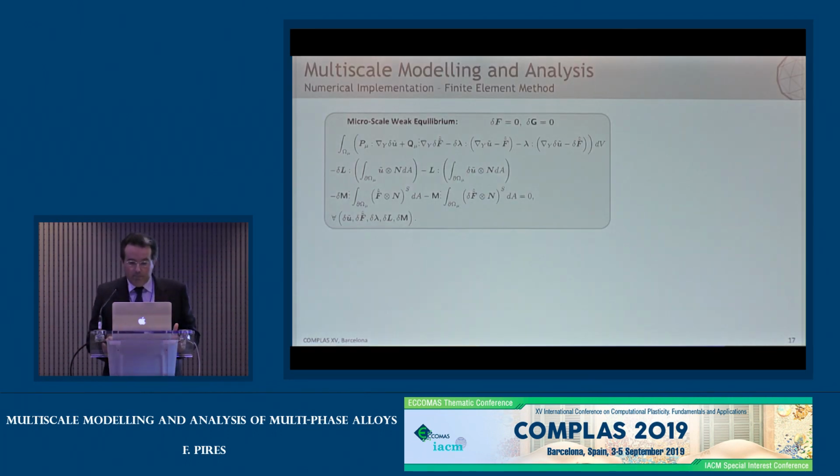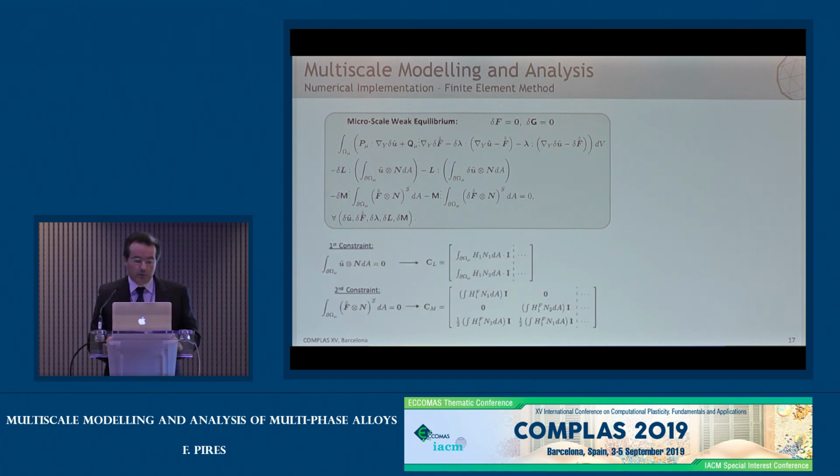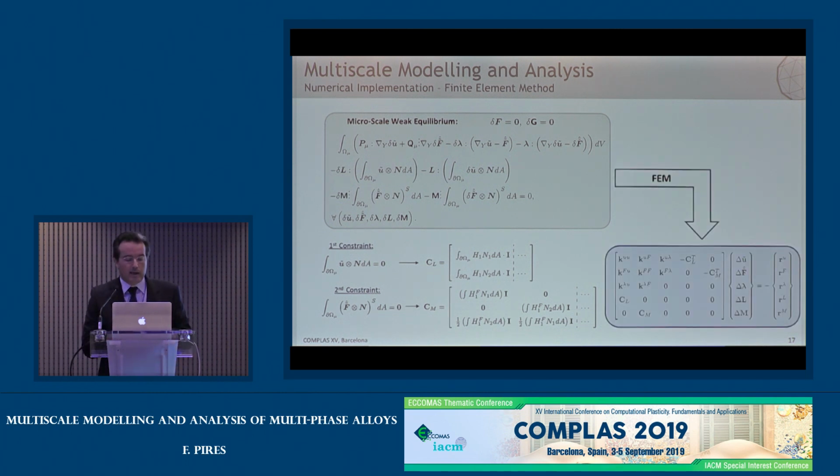We can also obtain the microscale equilibrium equation by setting the variation of the deformation gradient and its gradient to 0. And if we enforce the two constraints that I've mentioned previously in the stiffness matrix, we finally get a system of linear equations that we solve with the finite element method, and it is possible also to derive the consistent tangent matrix which links the micro and the macro problem. So the problem is fully coupled, consistently linearized.